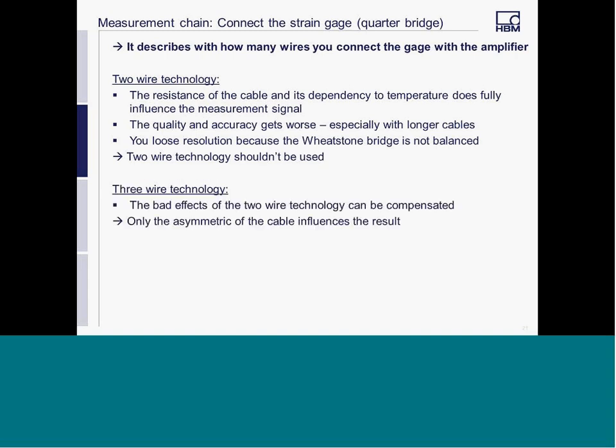Three-wire technology, yes, that is much better. So you don't have these bad effects. The theory behind it is quite easy. One wire you put into the positive arm of the Wheatstone bridge, and the second wire you put on the negative. So if you have temperature change or the resistance by itself, it's compensated. Of course, only in case of a symmetric cable. So the error that stays is because of the asymmetry of the cable.